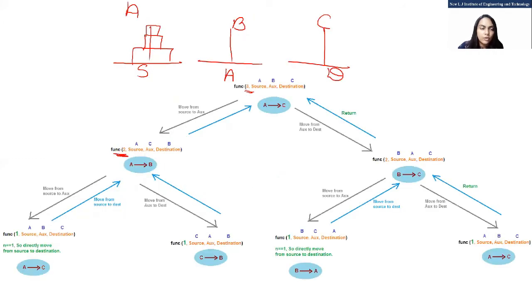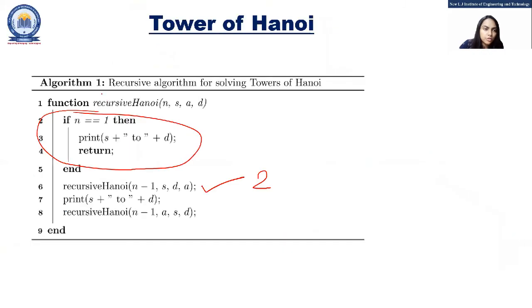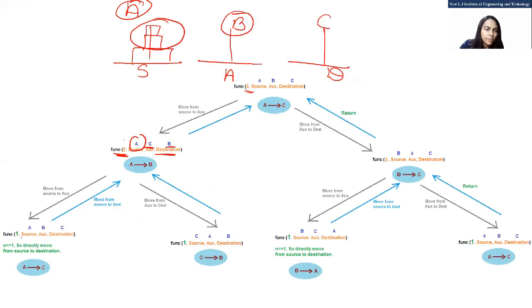And now for transferring these two, what is our destination? Source is A. What is our destination, students? Destination is B. So destination is B and we are making use of C. Again, this function is in turn calling this function. So now it would be 1.